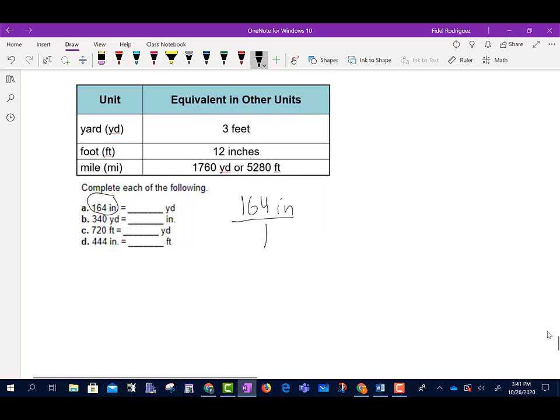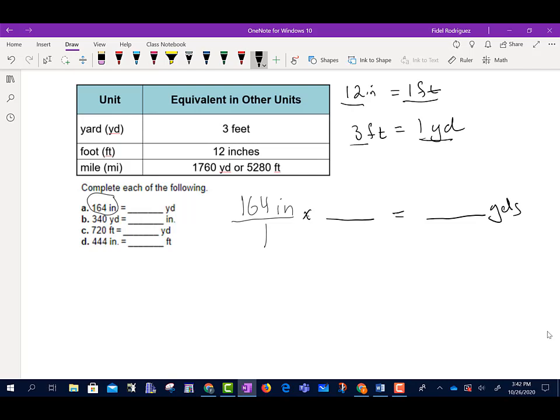Okay, and I'm going to multiply it by another fraction. Eventually I want to get to yards, so I'm going to look at a relationship between inches and yards. I know that 12 inches is the same thing as 1 foot, and we know that 3 feet is the same thing as 1 yard. What I want to see is, can I figure out a relationship between yards and inches?